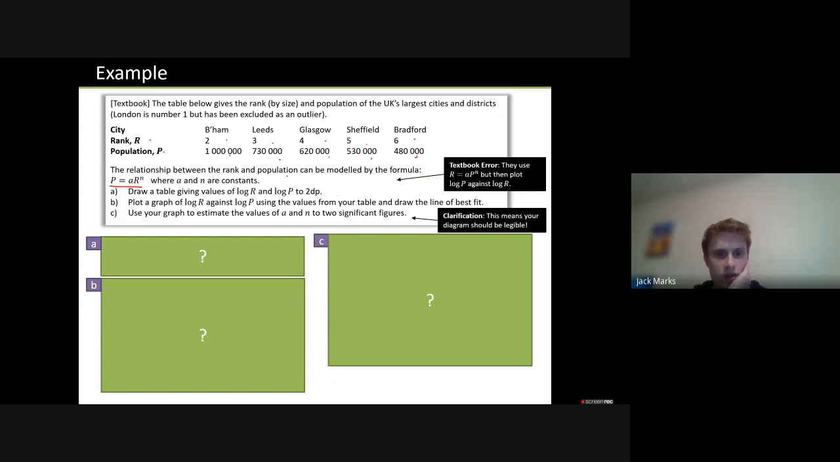So we could do log rules on both sides. Let's do that. So log P equals log A plus, well, the N will come down. So we'd have N log R.